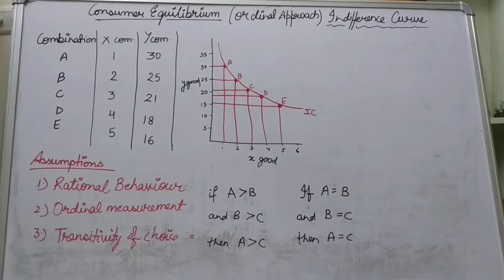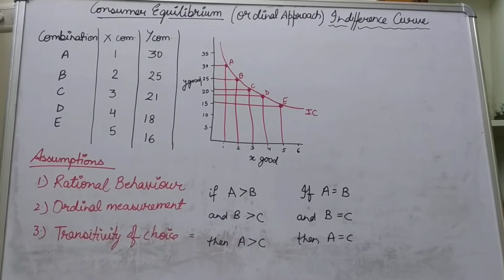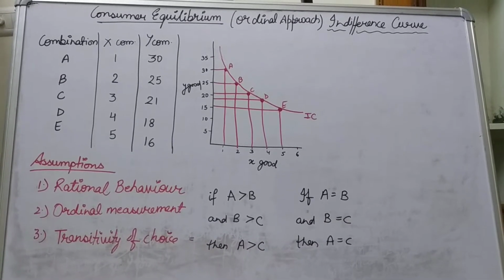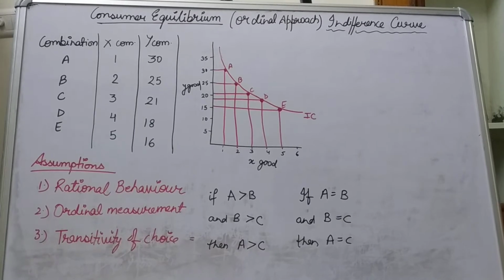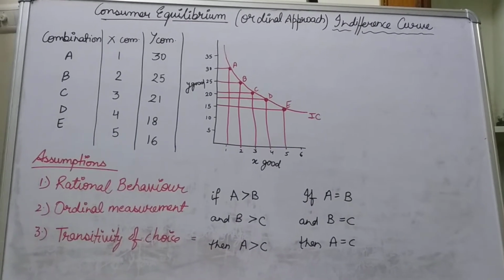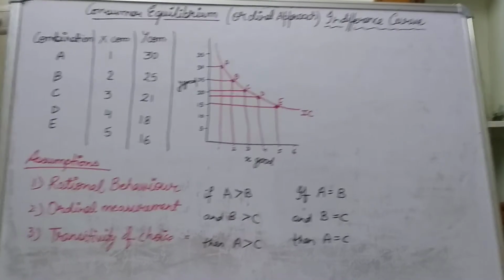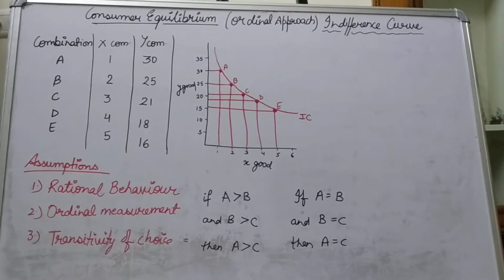But here we are going to discuss consumer equilibrium by the indifference curve, and this approach is also known as the ordinal approach. Ordinal approach means the consumer gives the order, that means he gives preference to one order as compared to another order. Okay, so now we are going to start the indifference curve.